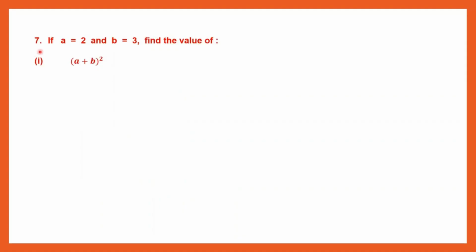Next one, question 7. If A is equal to 2 and B is equal to 3, find the value of, first one is A plus B, the whole square. So we have to substitute here. Okay, so A is 2 and B is 3. So this is 2 plus 3, the whole square. So 2 plus 3 is 5. 5 square is 5 into 5, which is 25. So the answer here is 25.